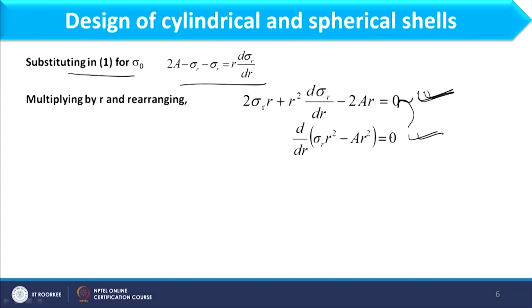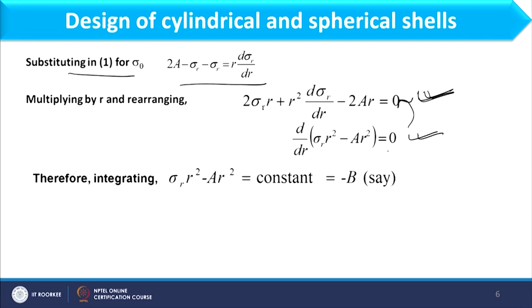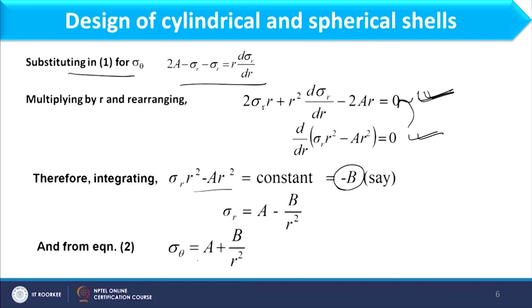Okay. So here I am having the equation in derivative form, and then we will integrate this derivative expression, and we can find that sigma r squared minus a r squared should be equal to a constant, and that I have replaced with minus b for derivation purposes. So here I am having sigma r, we can extract sigma r from this equation and rewrite it like this, and here I am having another equation for sigma theta, which is equal to a plus b by r squared. So these two equations are basically called Lame's equations.